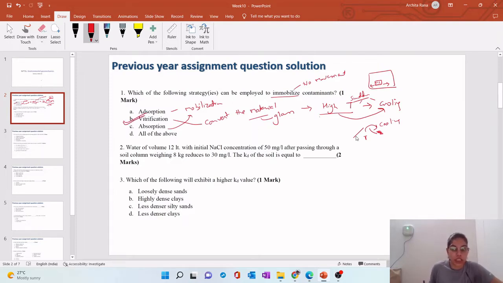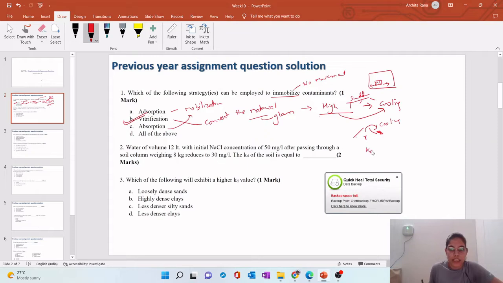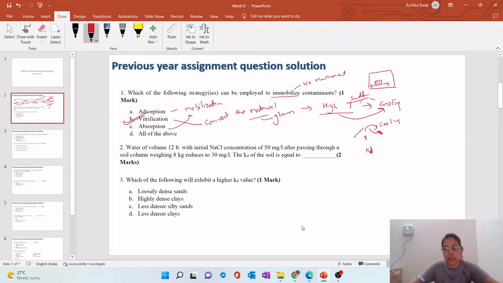So the answer is vitrification. Now the next question is about the KD. So KD is the sorption coefficient. It is used to determine how much sorption is happening in a soil or any geomaterial. It is also defined as CS by CW.